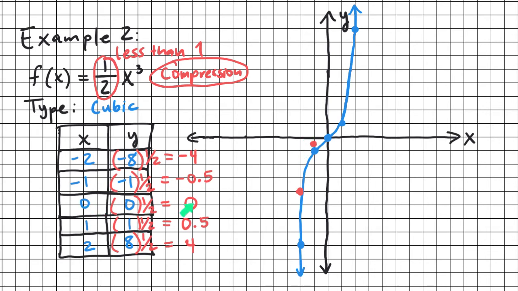Then the third point, 0, 0. That's the same one that was in the middle. The next point is 1, 0.5. So I'm going to go 1 to the right and half a step up. And then the last point, 2, 4. So I'm going to go 2 to the right and 4 up. Right, so if I connect the points, I get the following graph.